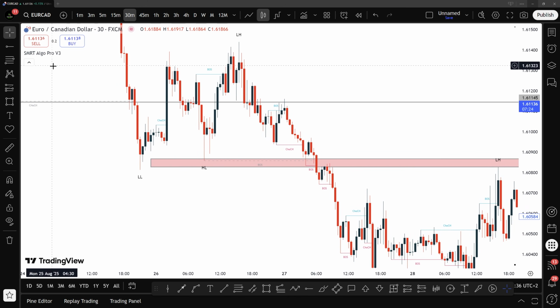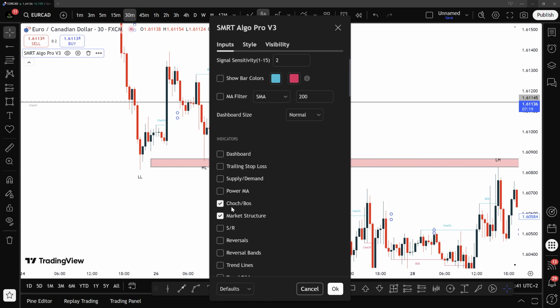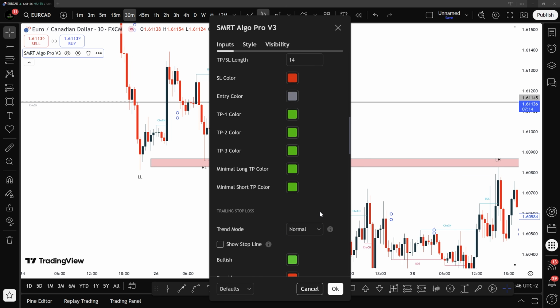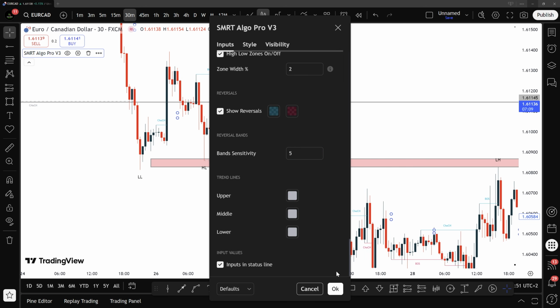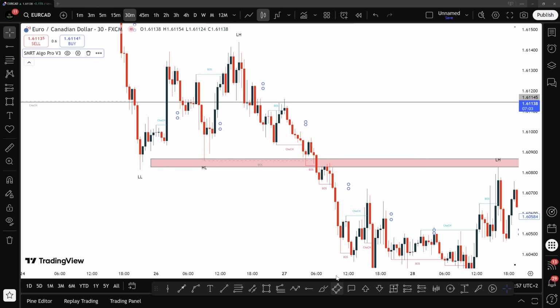So here, if you're wondering about my settings, here are my settings. I don't have anything here, just change of character and market structure. Normally I like to leave everything on the default settings. You can pause the video and copy my settings, but everything is just on default, though you can change everything.